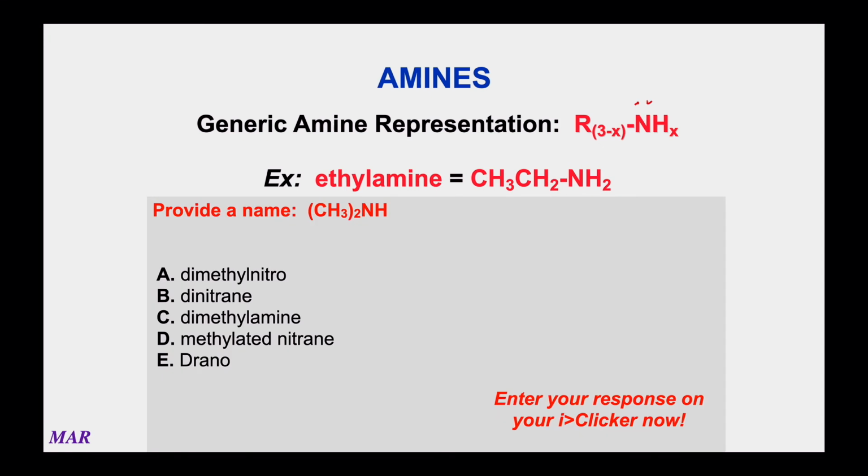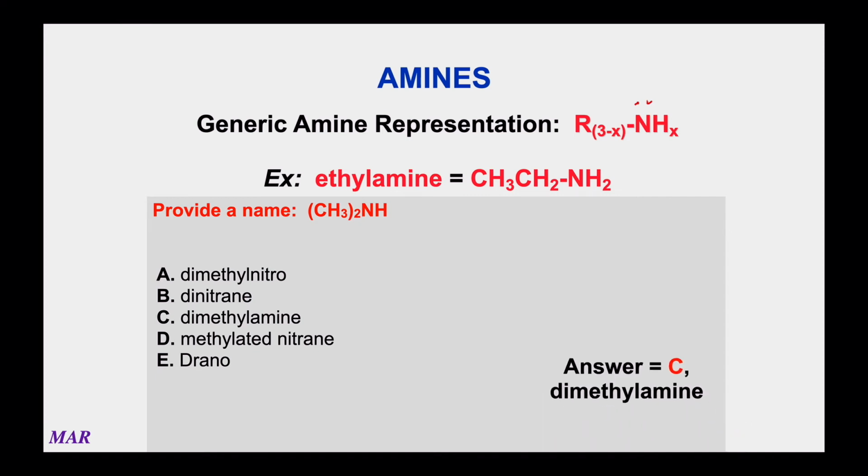So let's name this compound, all right? And you can see there that there are 2 methyl groups, 2 CH3s. They're connected to a nitrogen with 1 hydrogen. So things connected to a nitrogen are amines. The methyl group, there's 2 of them, so it's dimethyl, all right? It's going to be dimethyl something. If you look through this list here, some of them are kind of funny sounding, but dimethyl nitro doesn't make any sense. Dinitrate sounds cool, but that doesn't make any sense either. This one is definitely going to be dimethylamine, 2 methyl groups off the nitrogen.